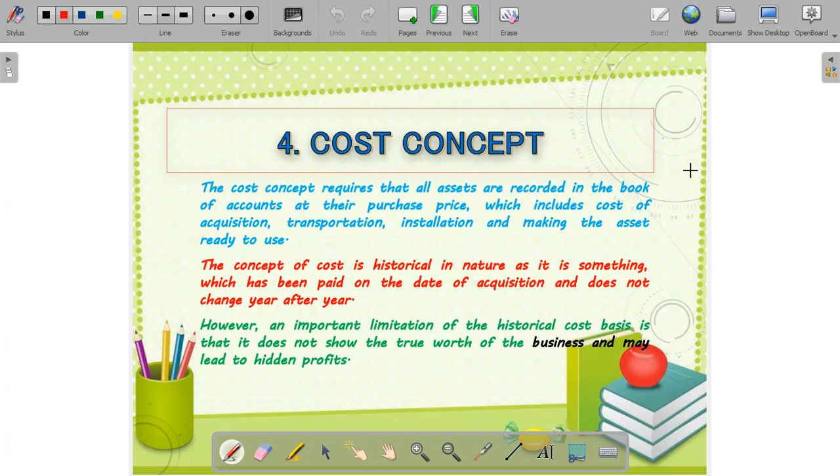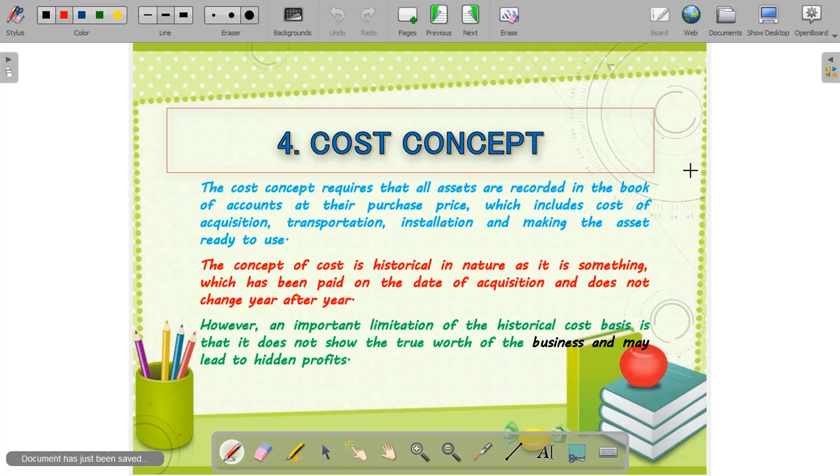This is the cost concept. The concept of cost is historical in nature. Historical in nature means it is something which has already been paid at the time of acquisition. And one more thing is that it does not change year after year. Another limitation is also there in the historical cost basis: it does not show the true worth of the business, because the value of the asset keeps on changing, but we show it at the historical cost. So this is a limitation of the cost concept as well.